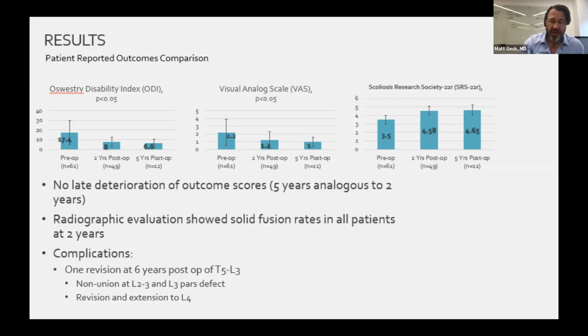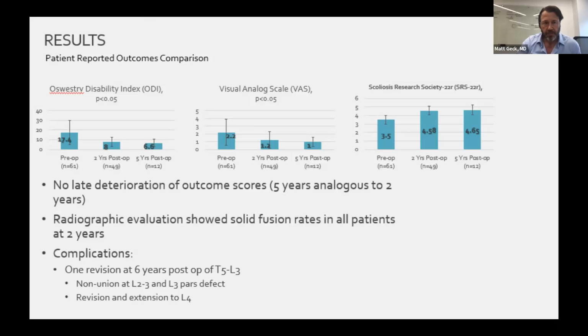the PROs were the same. We did have one patient show up with a late complication, which was the feared non-union at L2-3. And that has been our only non-union in our cohort that we have found. Oddly enough, there was an L2-3 non-union, but then the level below had an L3 pars defect. So the patient actually got revised and extended down to L4, which is unfortunate. That's always the level we're trying to avoid going to.